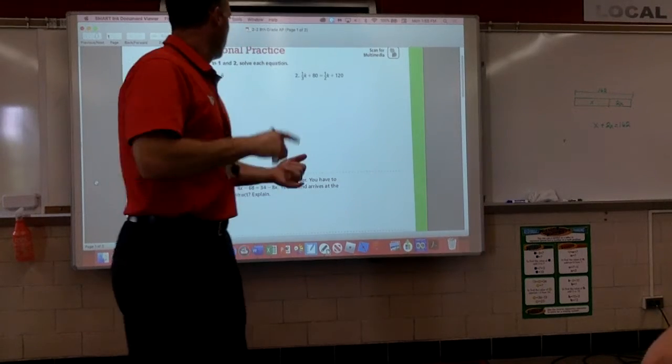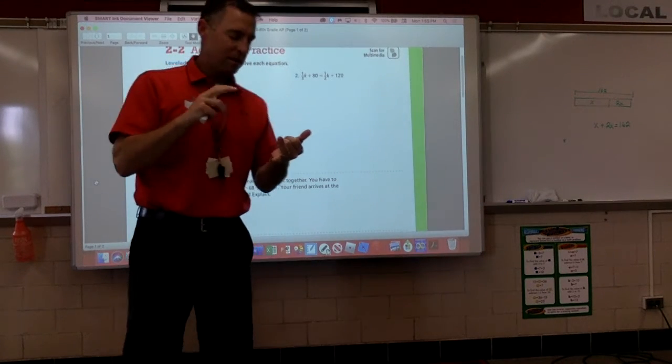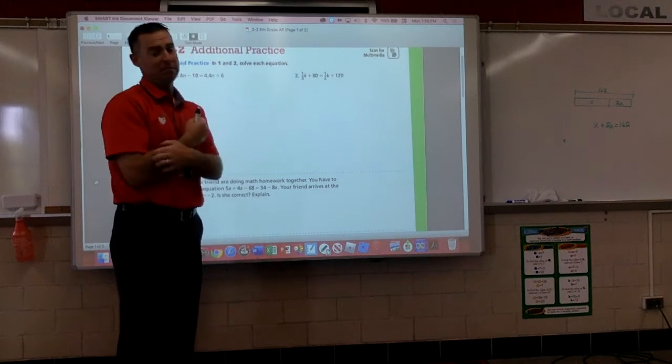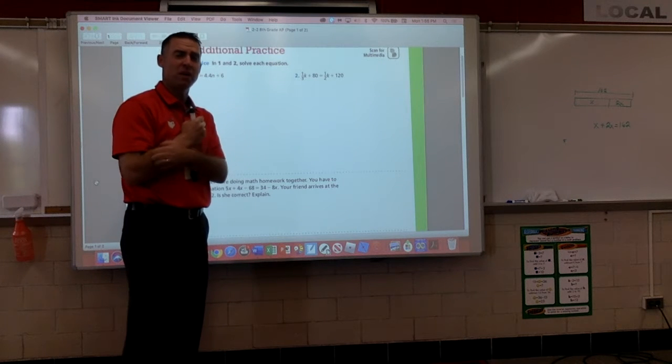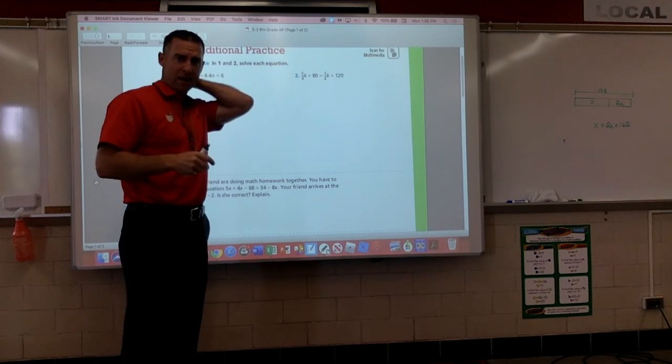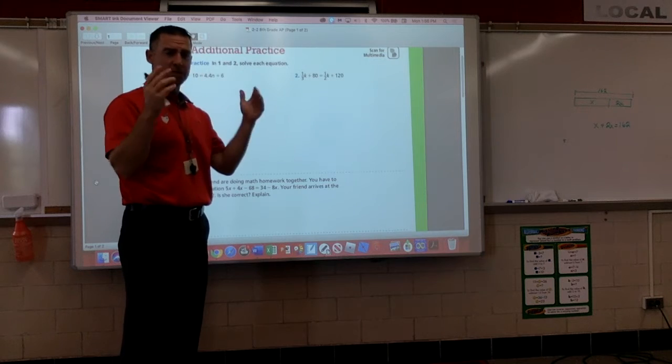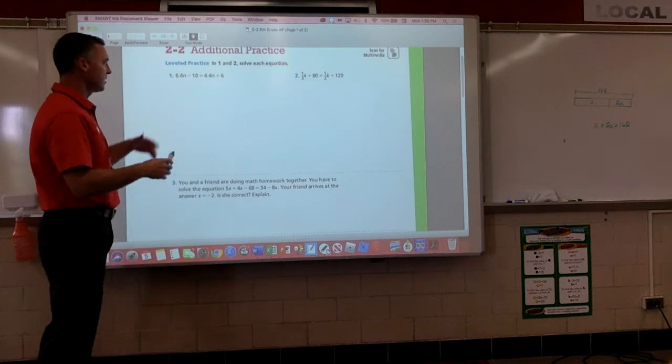Okay, folks, here we go. Additional practice, this is page 27, 27 and 28 in your packet. Here we go. Solving equations, variables on both sides. So let's get at it.